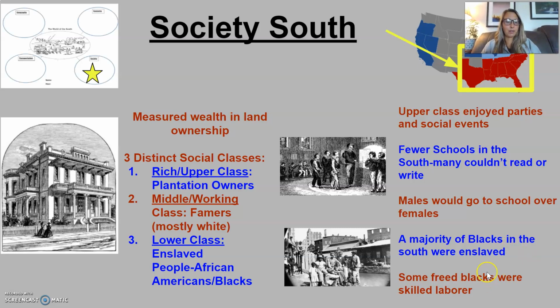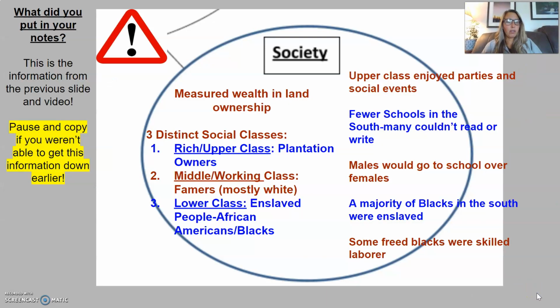Society in the South. Again, write down what you think is important or what you want to remember or what stuck out to you. You don't have to write down everything, and feel free to pause as needed.